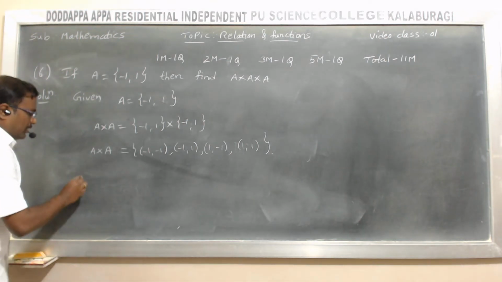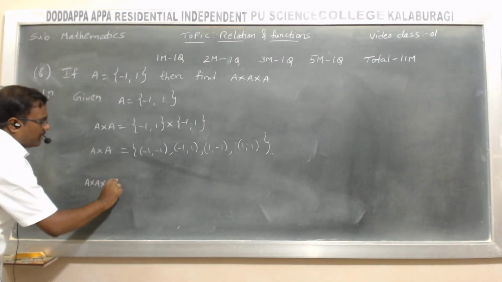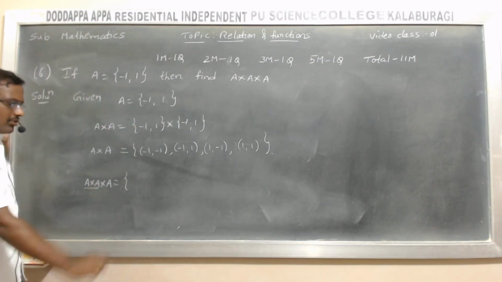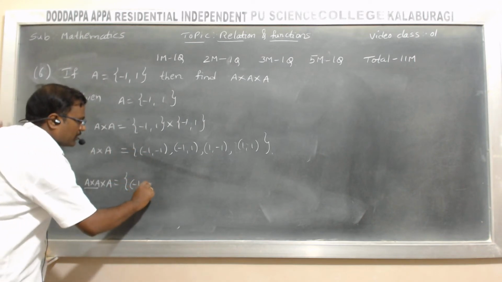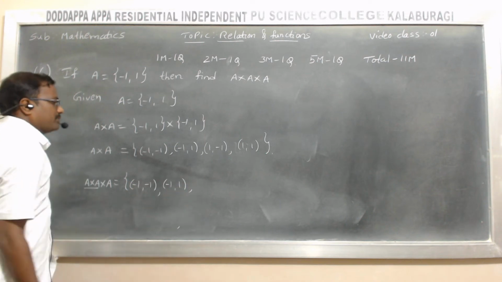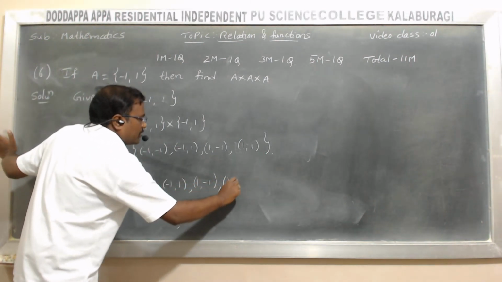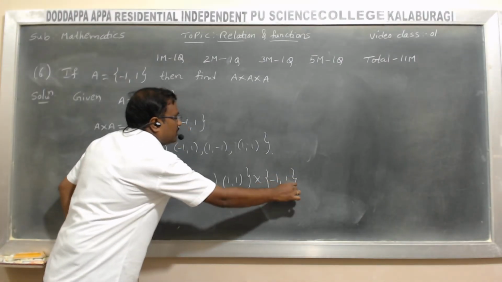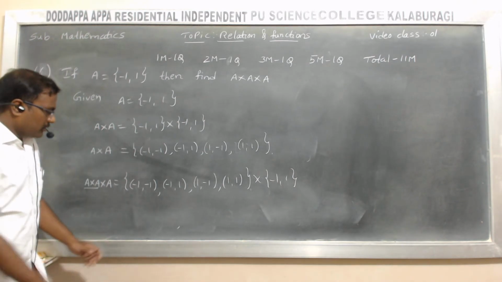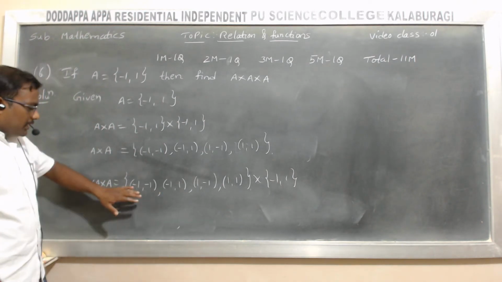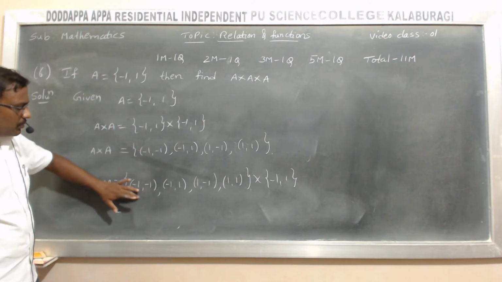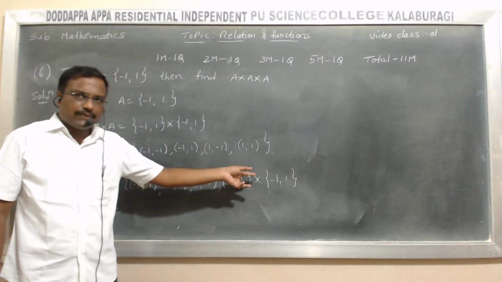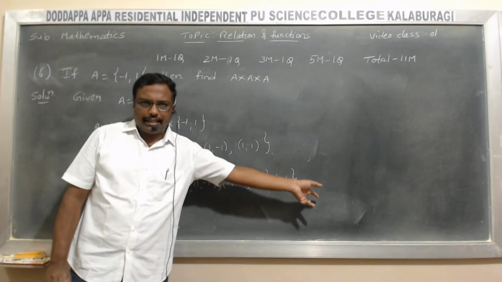So next you can find out A cross A cross A. We know that first you already found A cross A, right? That is (minus 1, minus 1), (minus 1, 1), (1, minus 1), (1, 1), cross as it is A, which means minus 1, 1. Now you can find out by using Cartesian product. This (minus 1, minus 1) is considered as one element, that is the first element, this one is the second element, this one is the third element, this one is the fourth element. Here this is the first element, second element.